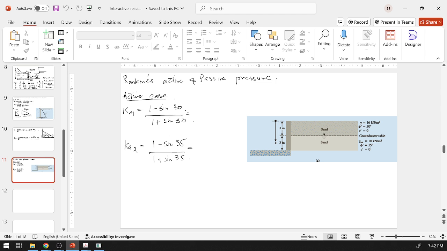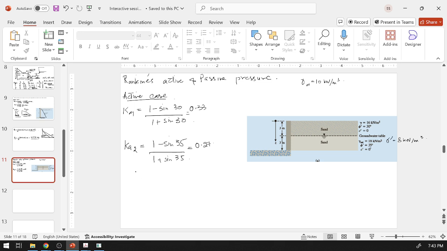This will be 0.33, and this will be 0.27. Okay, both are 3 meters. Here we have groundwater. So let's take gamma W is equal to 10. So our gamma submerged will be 8 kilonewton per meter cube.